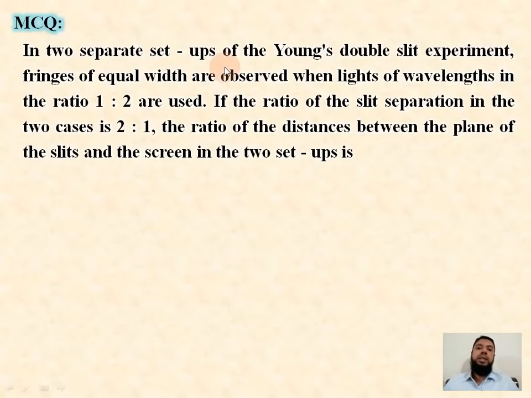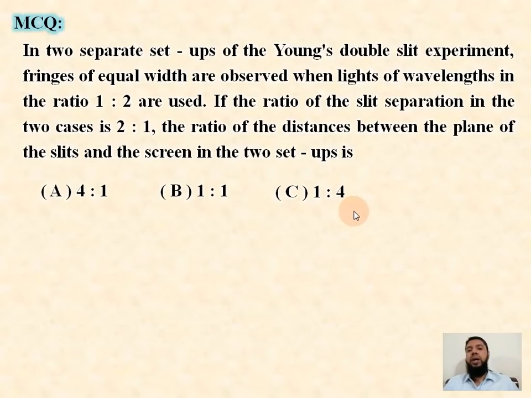In two separate setups of Young's double slit experiment, fringes of equal width are observed when light of wavelengths in the ratio 1:2 are used. If the ratio of the slit separation in the two cases is 2:1, the ratio of the distances between the plane of the slits and the screen in the two setups is: option A, 4:1; option B, 1:1; option C, 1:4; and option D, 2:1.